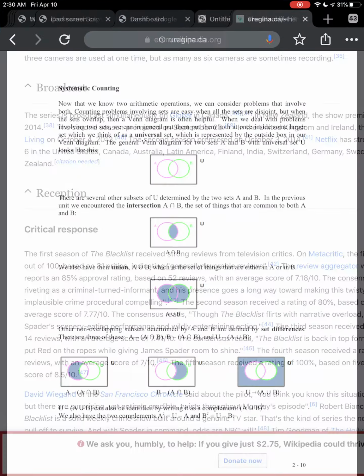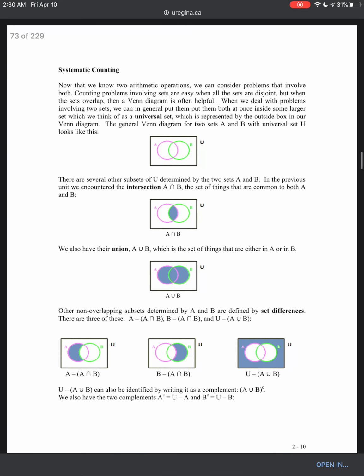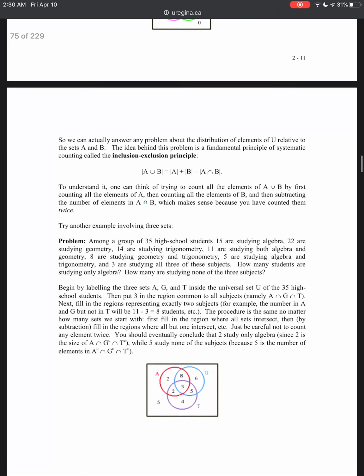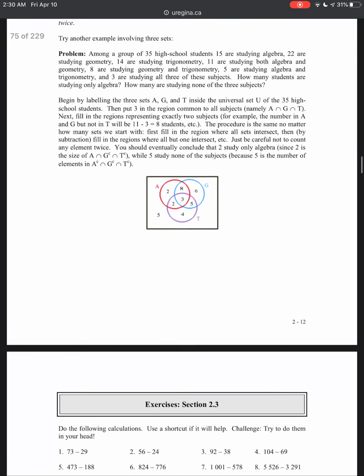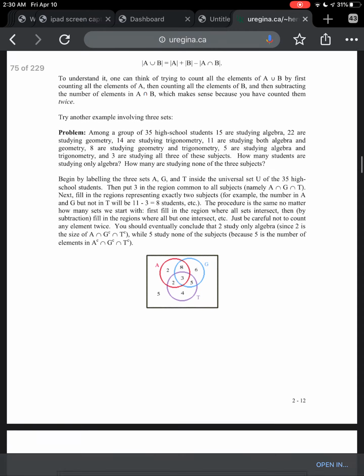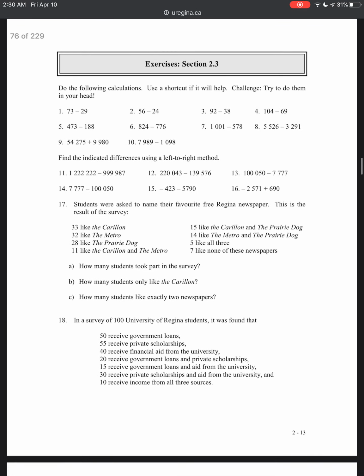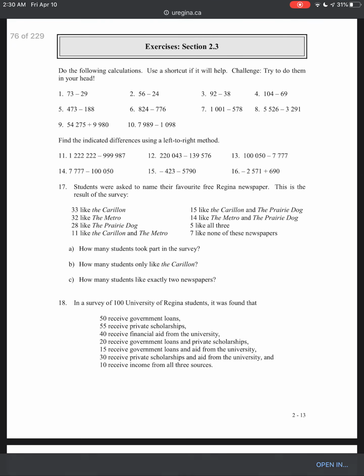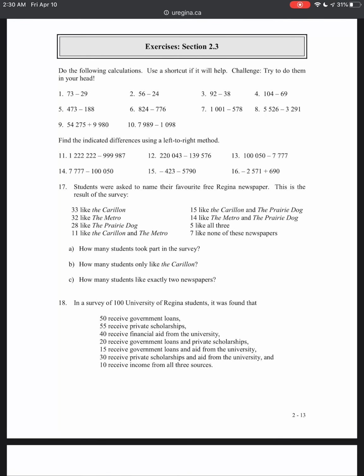Here we are. Systematic counting, sorry about that. I'm going to take a look at this problem here. Now, let's take a look at the one in the exercises. So we're going to do problem 17 of the exercises here.